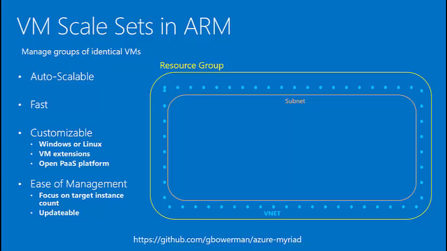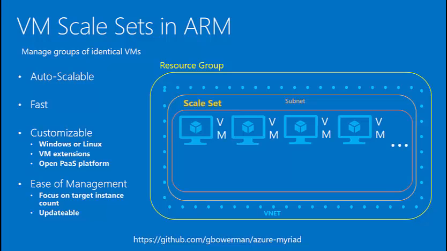You define a resource group, you define a VNet, you define a subnet. But then you define your scale set and you say how many virtual machines you want, and that's known as the capacity. And we'll look at what a template for that looks like. So you say how many virtual machines you want. You define the virtual machine properties, but they're all going to be the same.